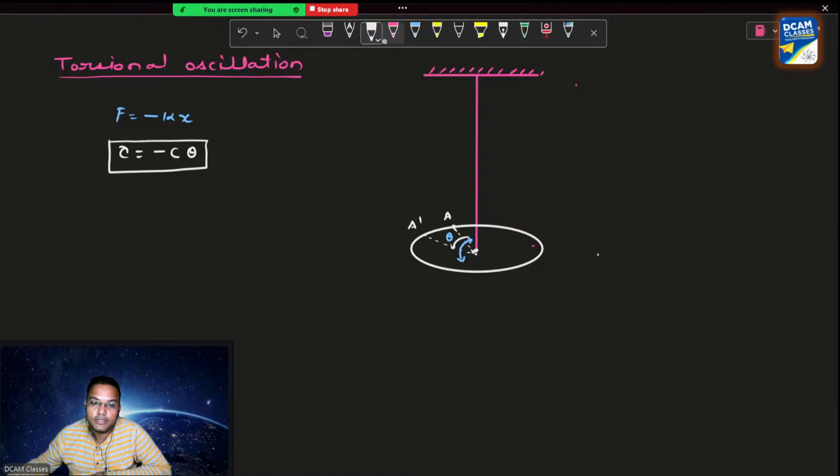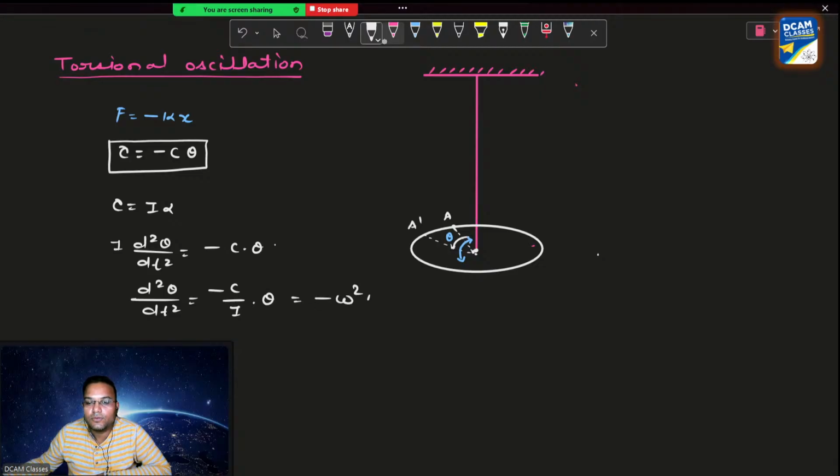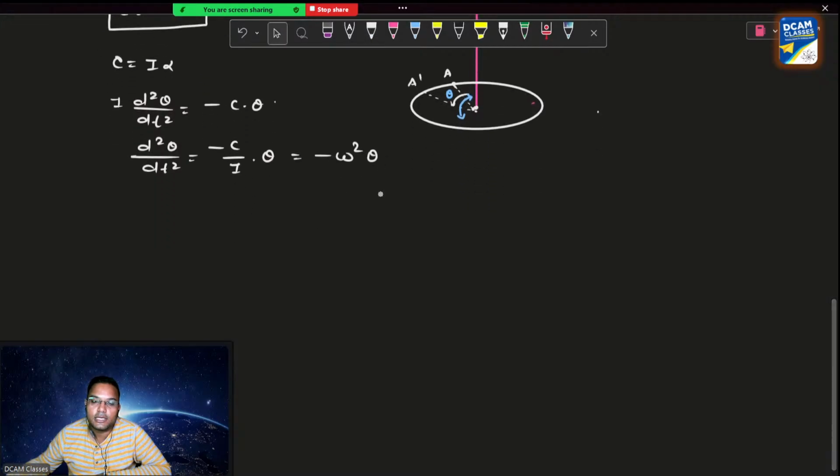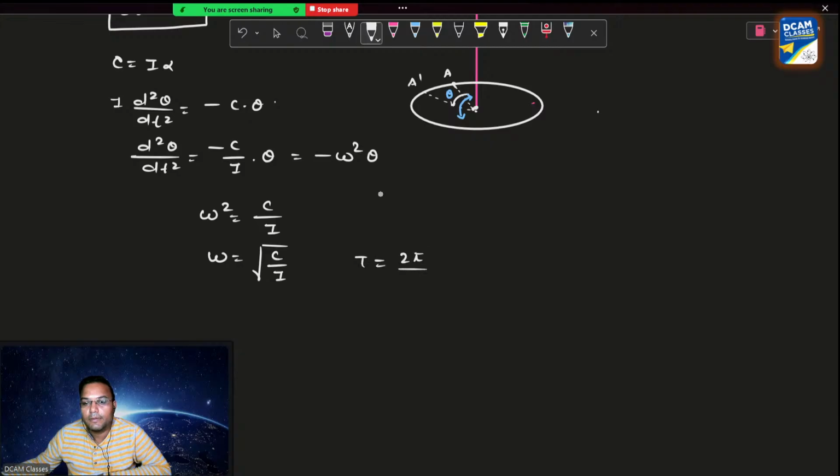So if you want to get the angular frequency of this, what you have to do: we know torque is equal to I alpha, if doing SHM. So it will be I into d square theta by dt square equal to minus C into theta. So d square theta by dt square is equal to minus C by I into theta, and you equate it with minus omega square theta in the rotational SHM. So omega square we are getting as C by I, and omega is equal to root over C by I. So time period will be equal to 2 pi by omega, which is 2 pi root over I by C.